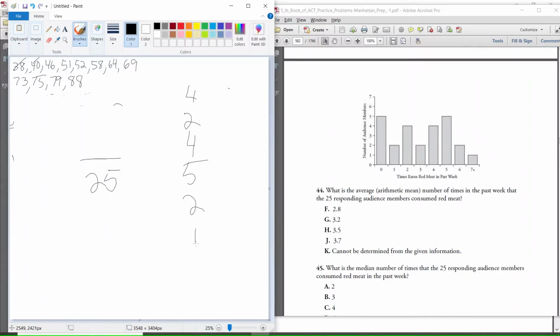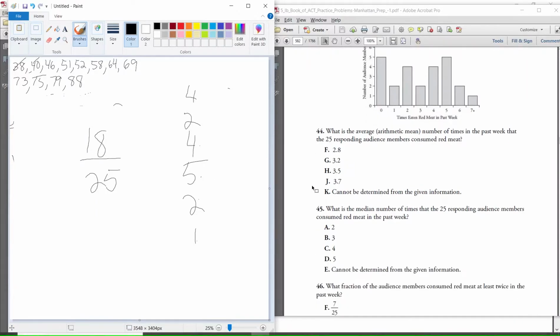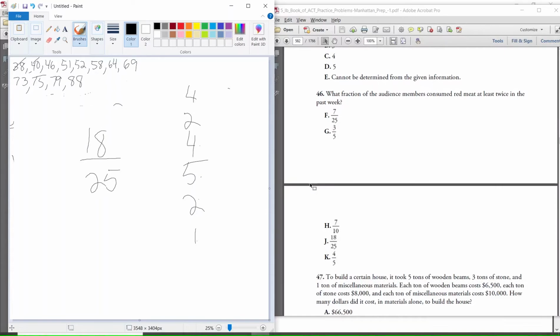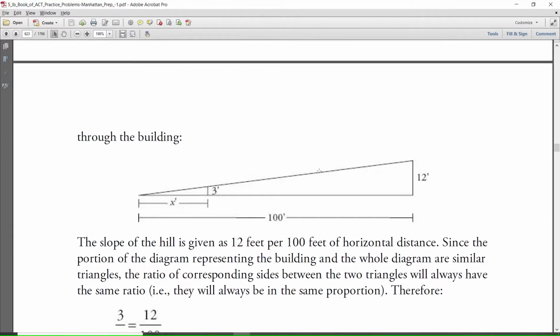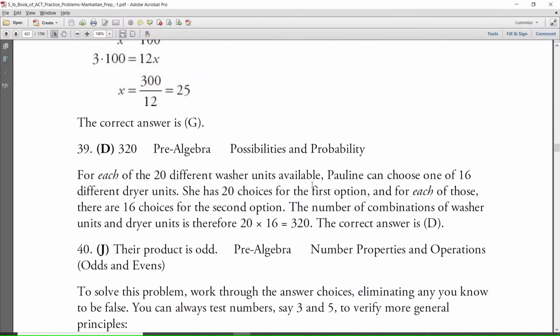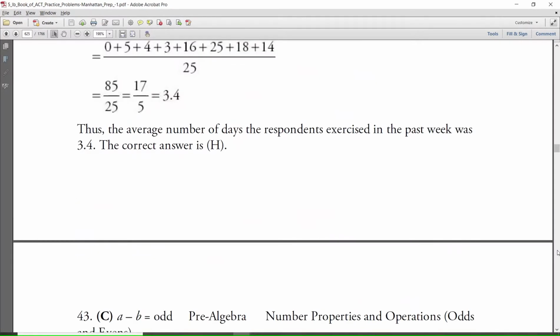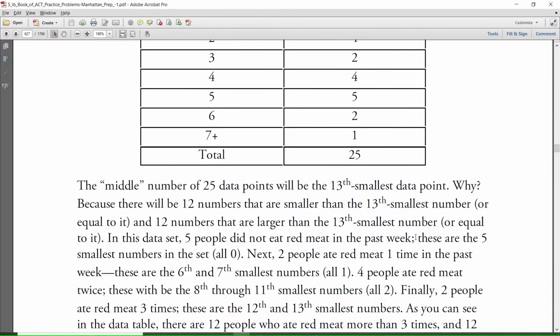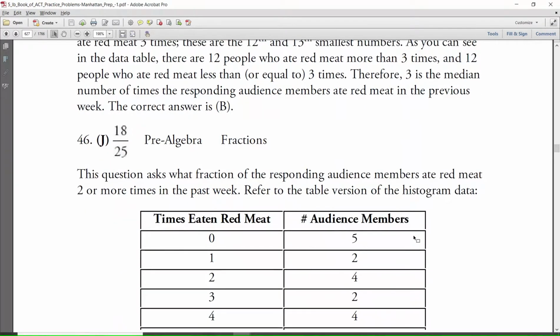All right, so let's add it. 4, 5, 6 plus 4 is 10. You could do this on your calculator. 15, 16, 17, 18 divided by 25, which is answer J. And let's just double check it because we always like to double check it. That indeed the answer for 46 is J. And there it is, 18 over 25.